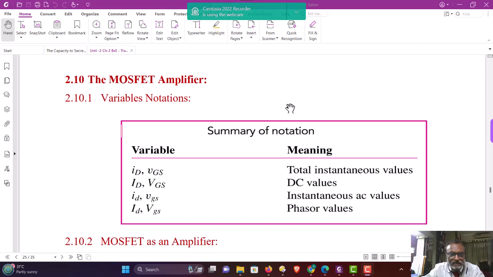Now we are continuing with unit number 2, the topic MOSFET as an amplifier. Here we will see a summary of notations.